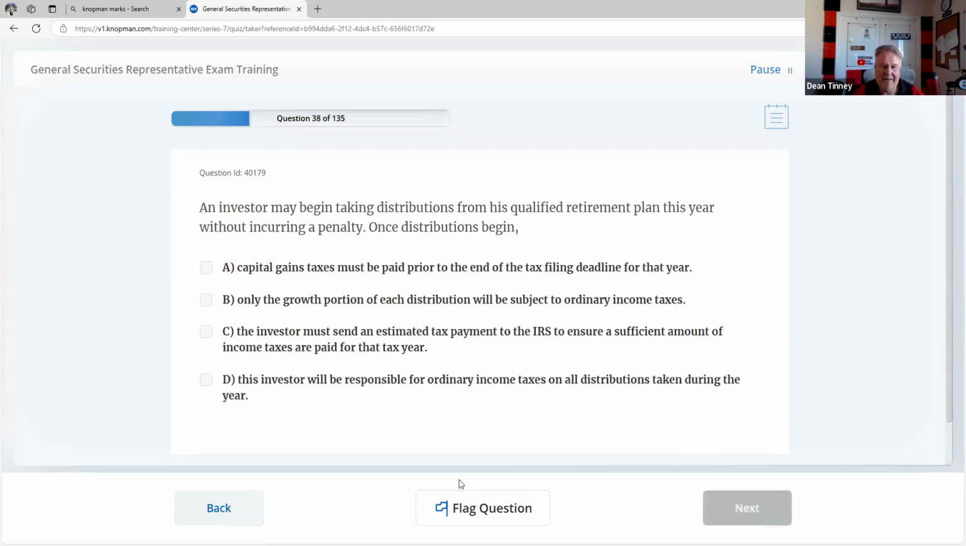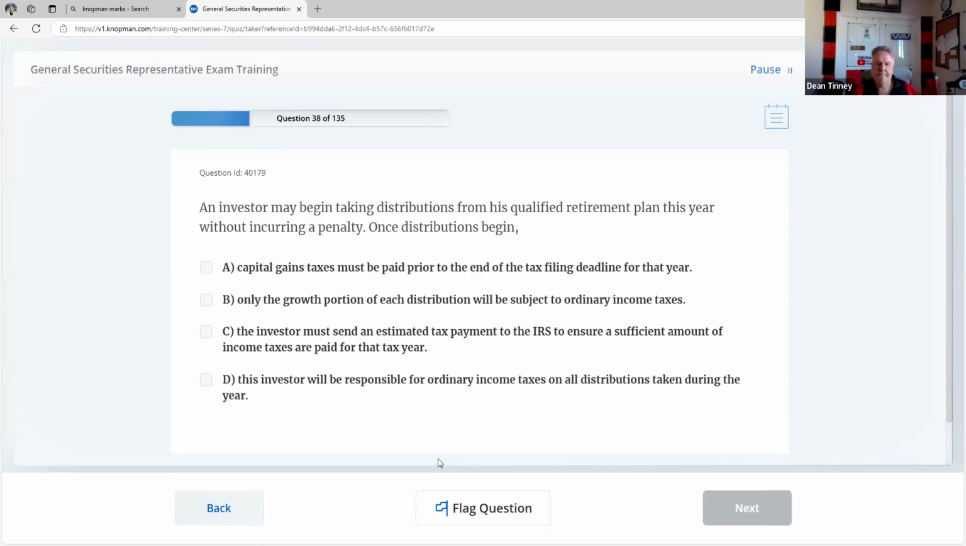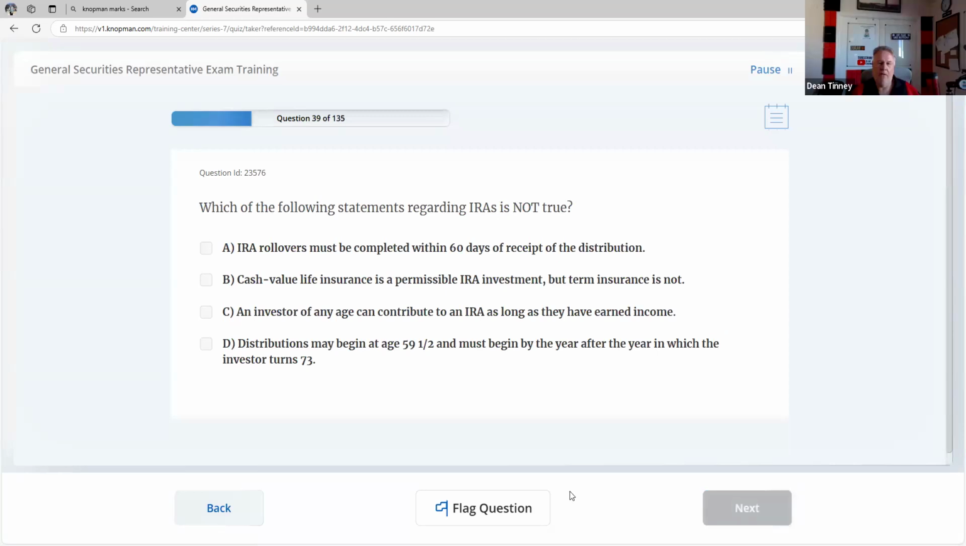An investor may begin taking distributions from his qualified retirement plan this year without incurring a penalty. Once distributions begin, he begins taking without incurring. So it's qualified, so it's pre-tax. That's right. So it's going to be ordinary income. Yep, on everything, right? Mm-hmm. Which of the following statements regarding IRAs is not true?